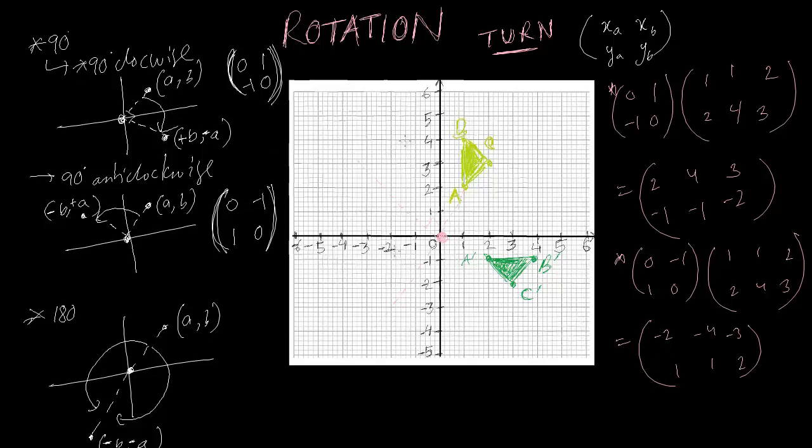So this is going to be minus 2, 1. So minus 2, 1 is this. So this is A prime. Then we have minus 4, 1. Minus 4, 1 is this. This is B prime. Then we have minus 3, 2. So minus 3, 2 is this. So this is C prime. So if you join it, you'll get the new triangle.